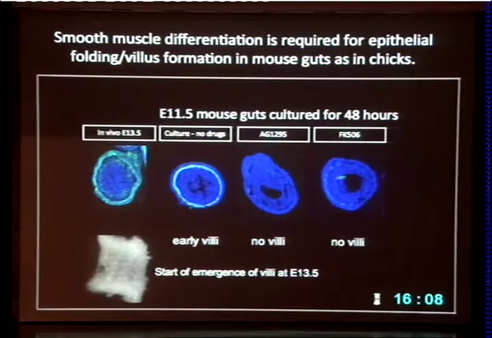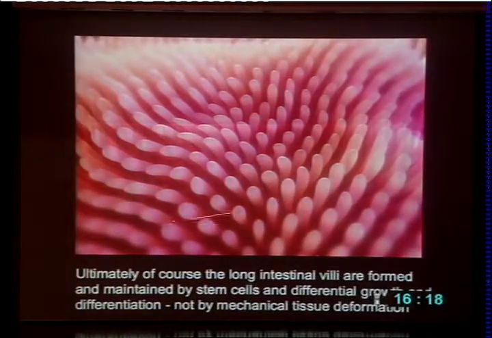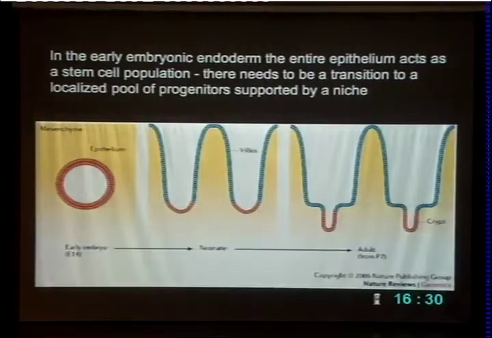And we're trying to investigate this more closely to try and understand if we can break that down into individual steps. But I now want to switch gears for the second half of my talk. So ultimately, you get these not bulges, but very long, thin villi. And more importantly, these villi are maintained not by mechanical tissue deformation, but by stem cells. And again, taken from the Nature Reviews Genetics figure, there's this process where you go from all the cells being proliferating, self-renewing cells to a limited number of stem cells, first at the base of the villi and then in the crypts in the adult.